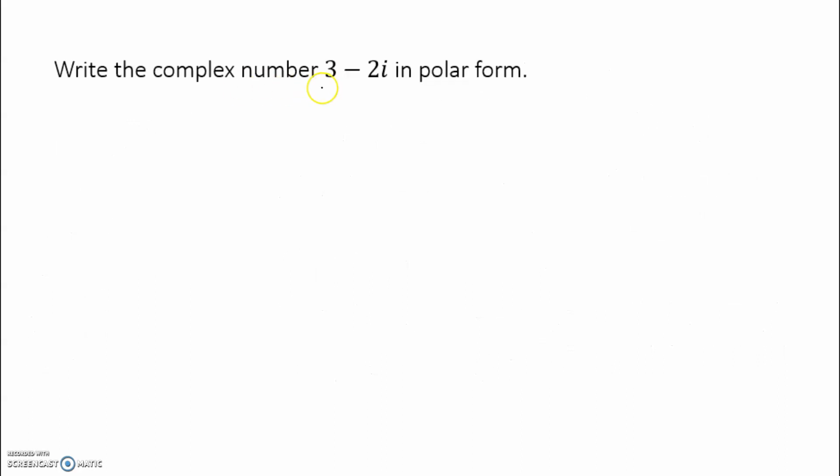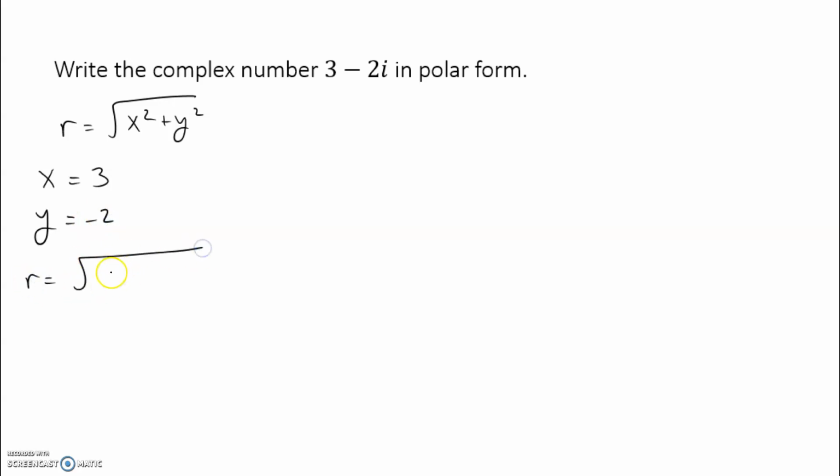Okay, we're going to do the same thing. Write the complex number 3 minus 2i in polar form. So first we need to find our r, which is the square root of x squared plus y squared. Our x is 3, our y is negative 2. So r is the square root of 3 squared plus negative 2 squared, which would be 9 plus 4, or the square root of 13.